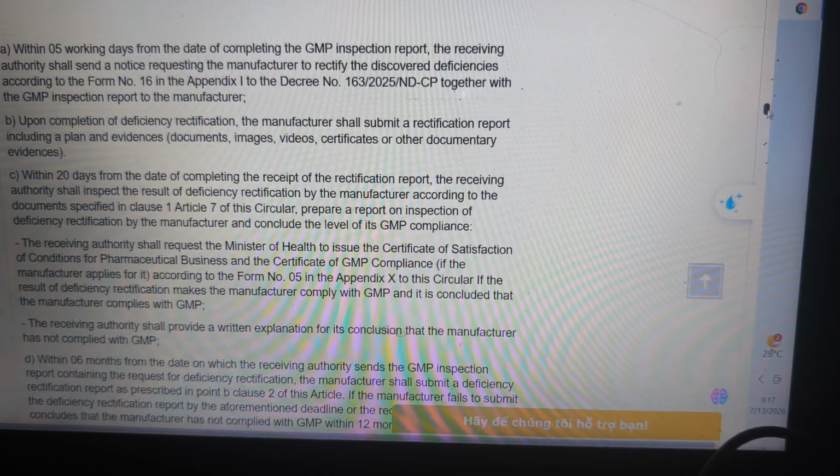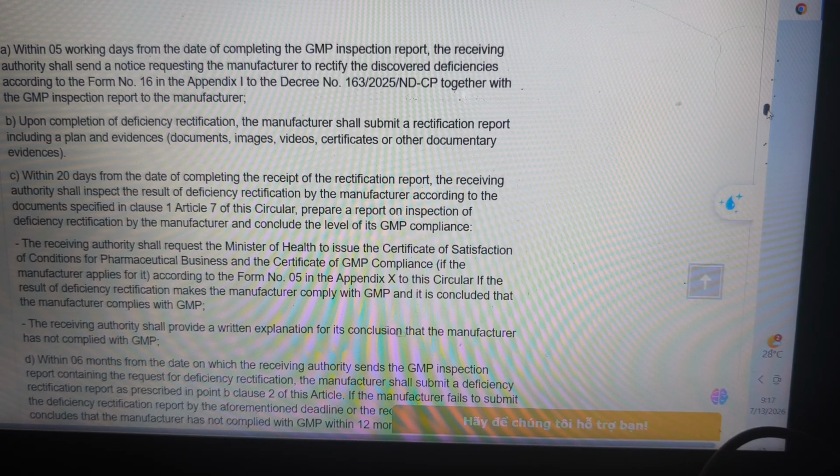The receiving authority shall provide a written explanation for its conclusion that the manufacturer has not complied with GMP within 6 months from the date on which the receiving authority sent the GMP inspection report containing the request for the deficiencies rectification. The manufacturer shall submit a deficiency rectification report as described in point B, clause 2 of this article.